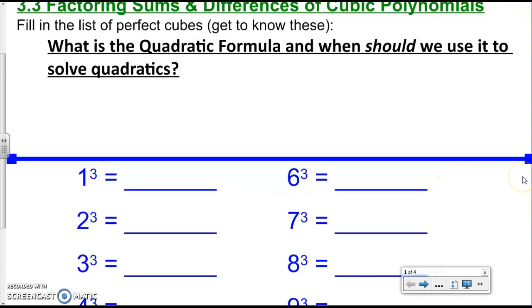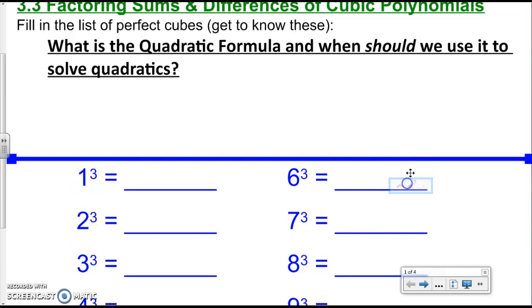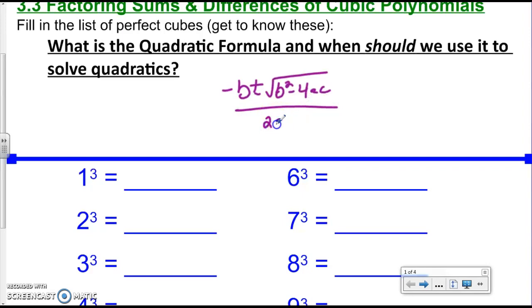So quadratic formula here, just a refresher from last unit. Opposite of b plus or minus the square root of b squared minus 4ac all over 2a. Okay, and we should use it when we can't factor.